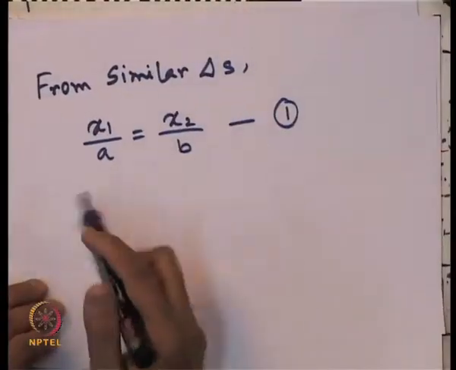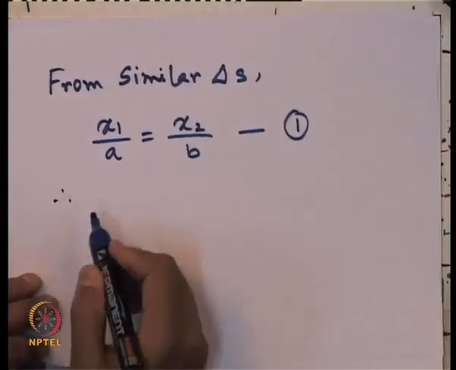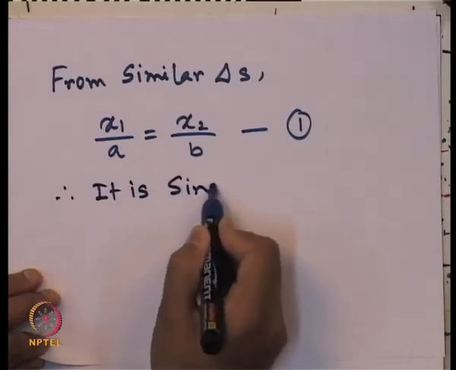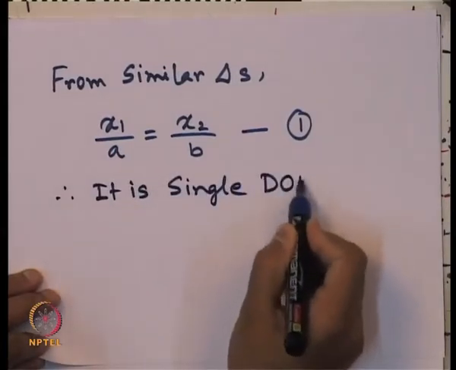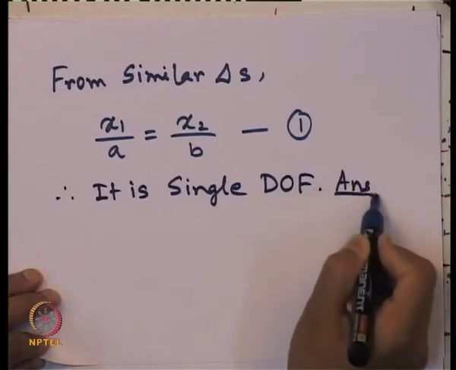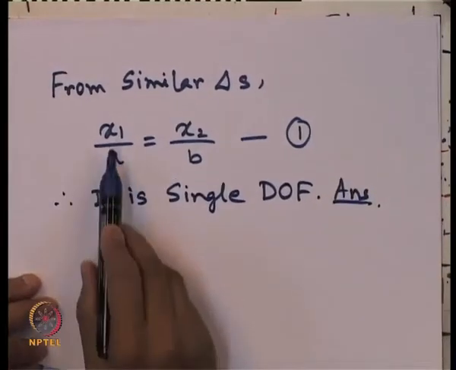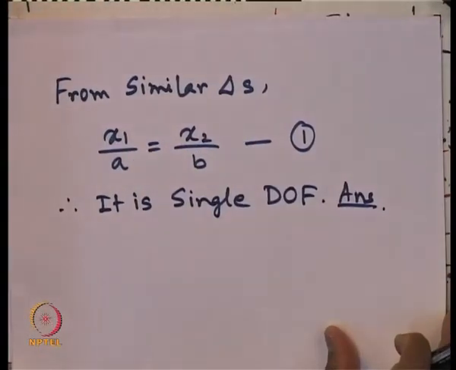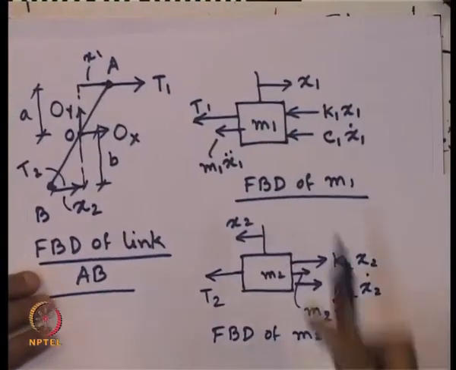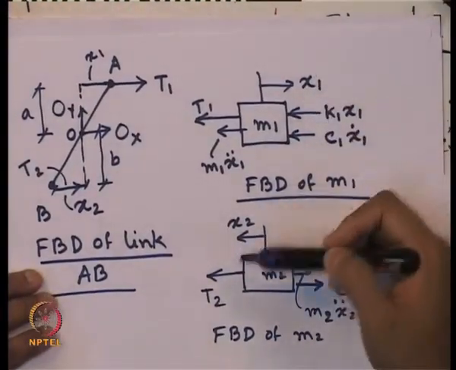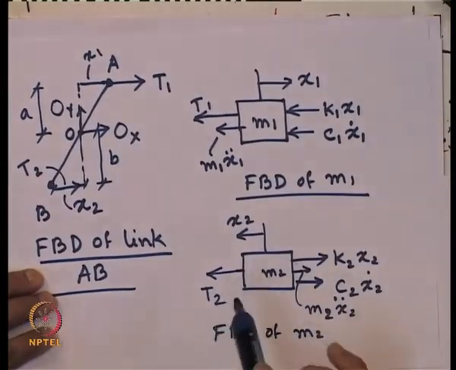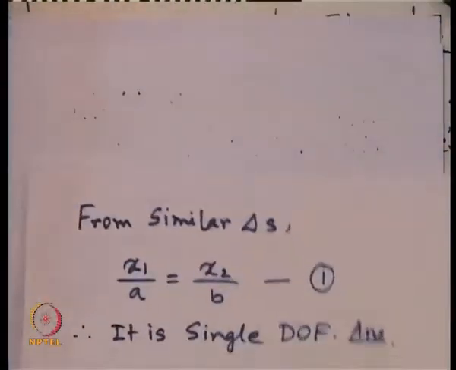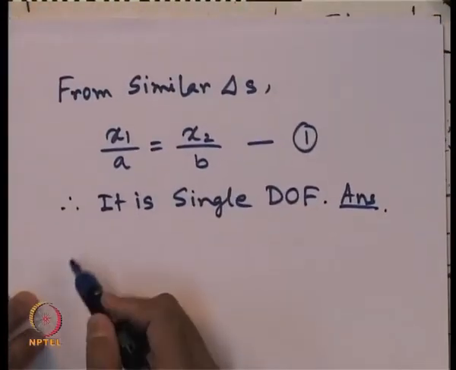So, that is what is shown over here. Therefore, what we can say about degrees of freedom? It is a single degree of freedom. This is the answer of the first part of the question. Why? Because x1 and x2 are not independent, they are dependent on each other. That means the entire system, this x1 and x2, are correlated. So, the number of independent coordinates is either of them. Hence, the entire system is a single degree of freedom system. So, that is the answer of the first part.